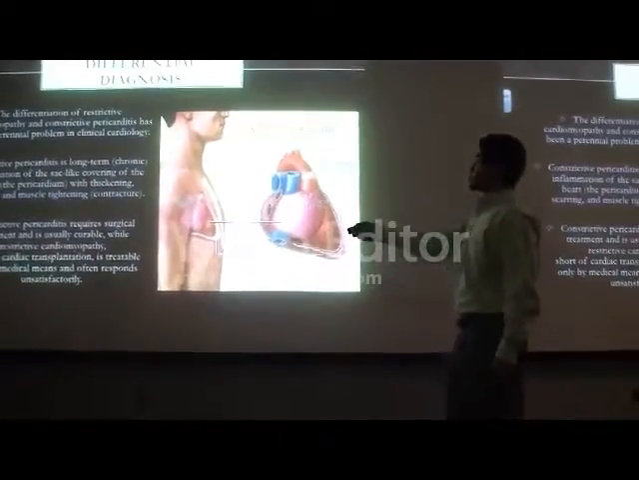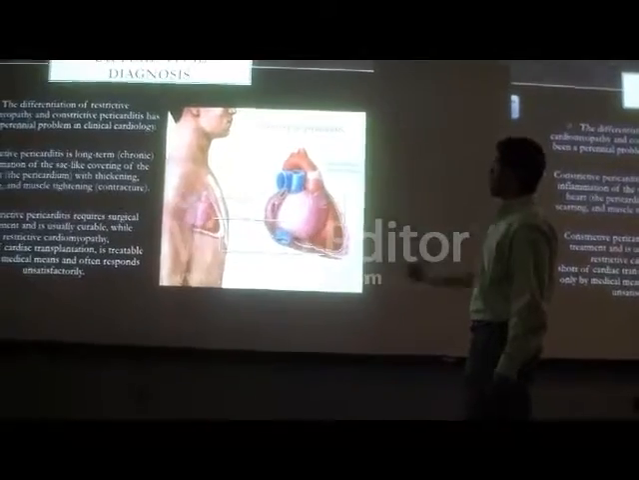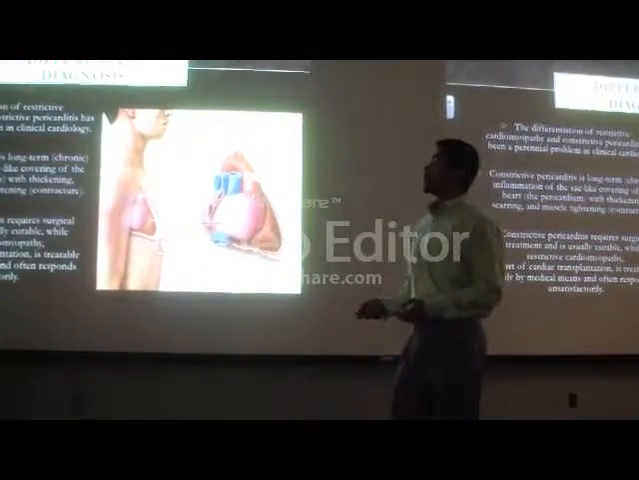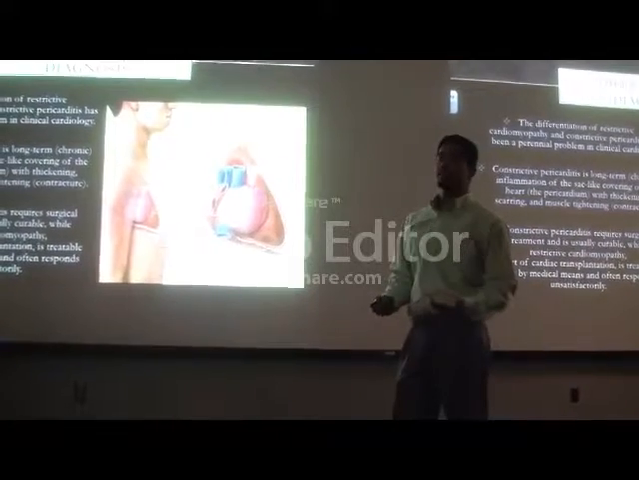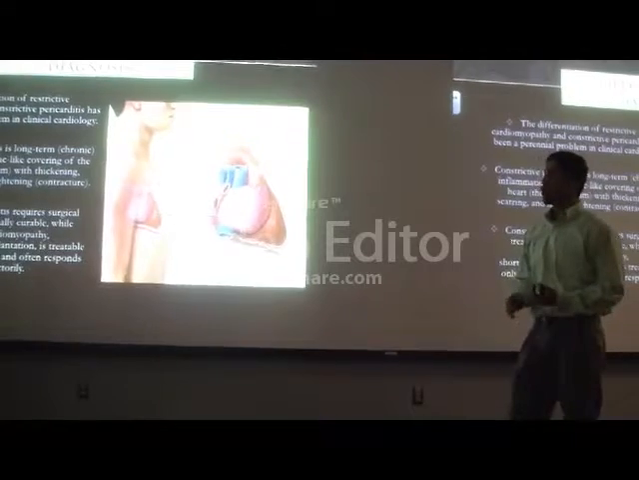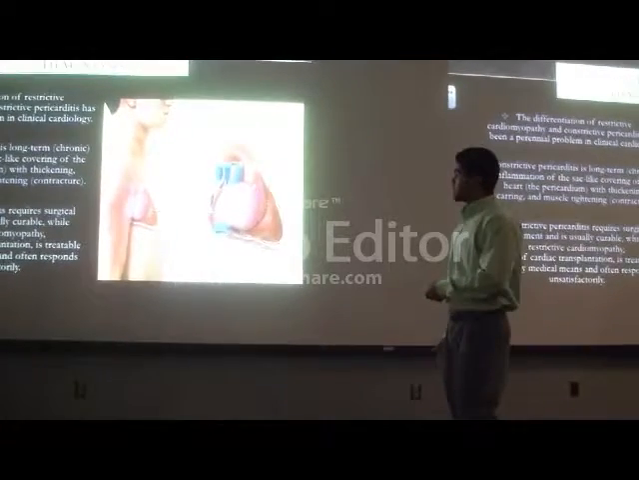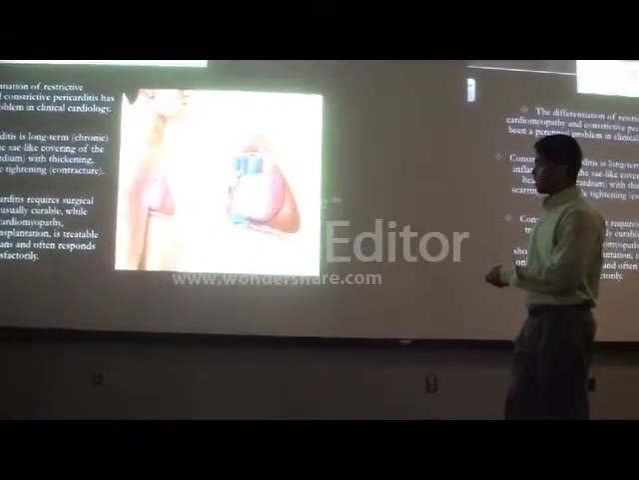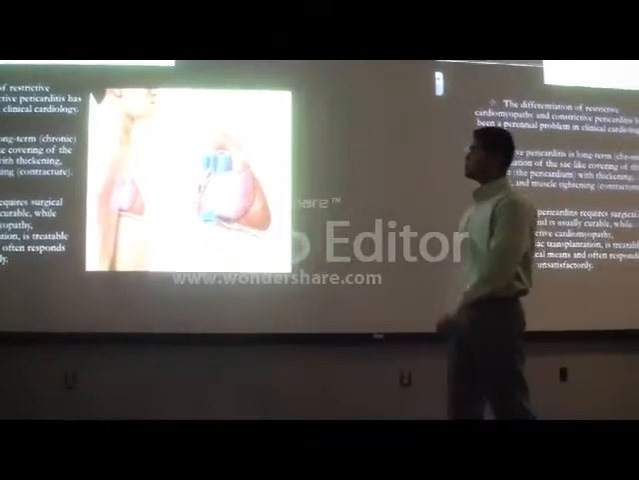So here is actually a picture of constrictive pericarditis. You can see that, okay, we learned this, the pericardial sac is the covering of the heart. So constrictive pericarditis is a chronic inflammation of the sac-like covering of the heart, or the pericardium, and it's thickening, scarring, and muscle tightening. So you see here there is scarring and scarring here on the pericardial sac. This is your heart muscle.